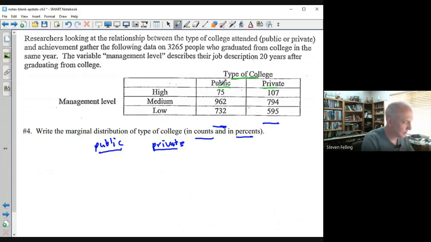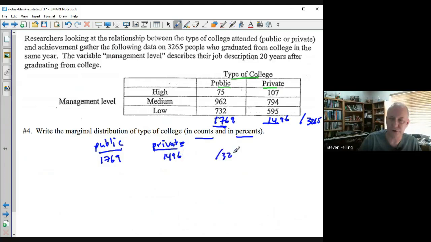And let's take a quick look. I know you know how to add. I'm not going to demonstrate that. But if you add up this column, you get 1769. And if you add up the private column, you get 1496, which gives a total of 3,265 in the table. So the marginal distribution in counts would simply be 1769, 1496. And then since we're considering out of 3,265, if I wanted the relative marginal distribution, I could take this divided by this and express that as percentage.